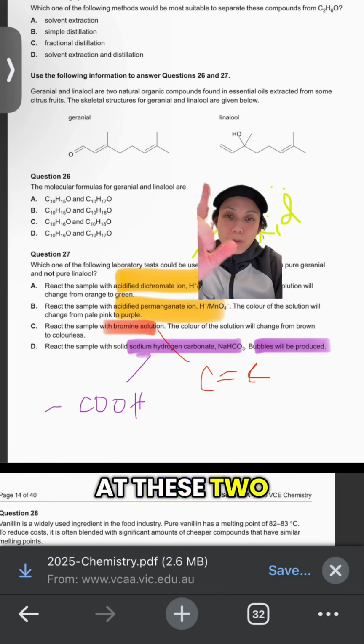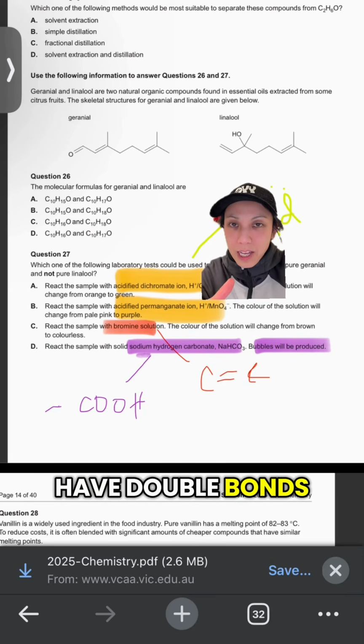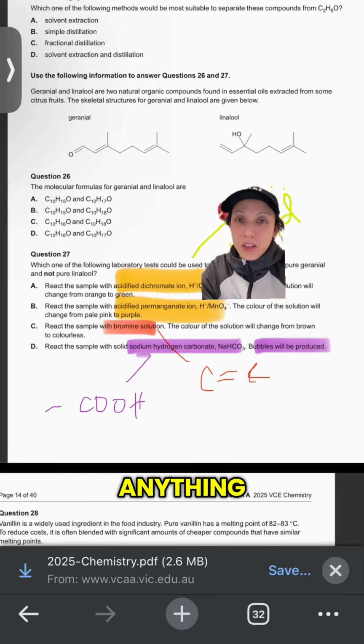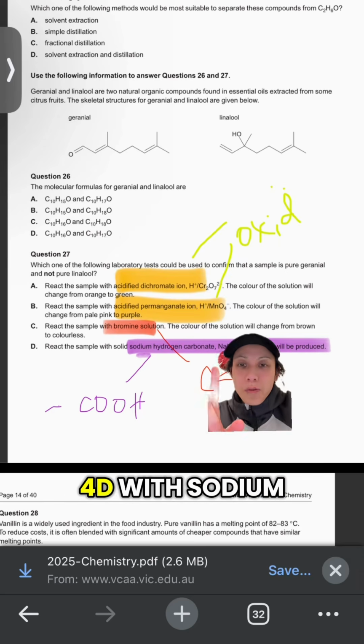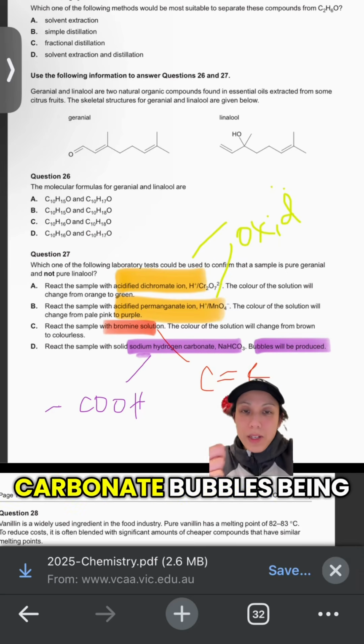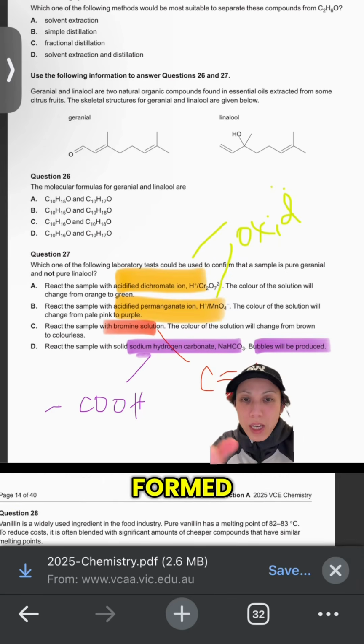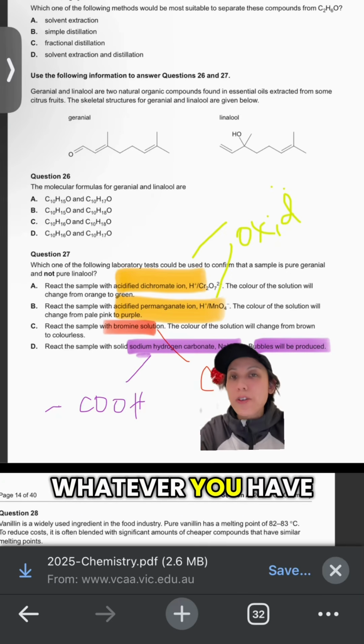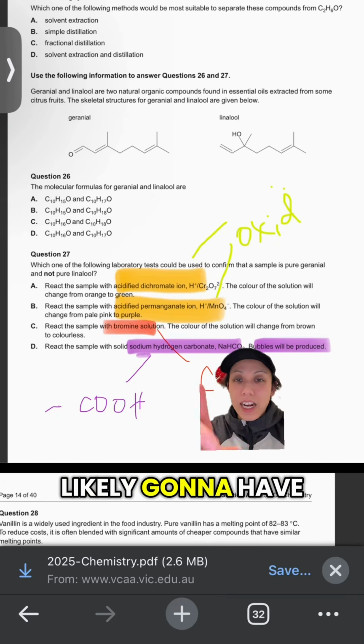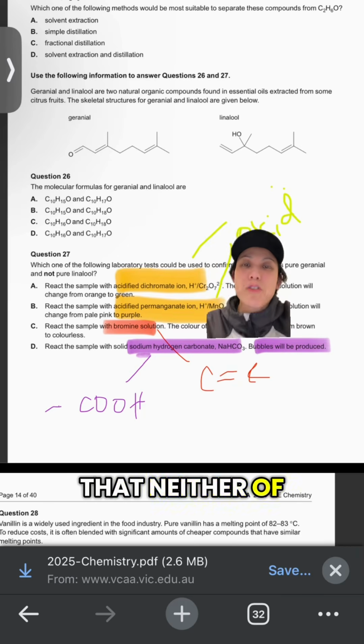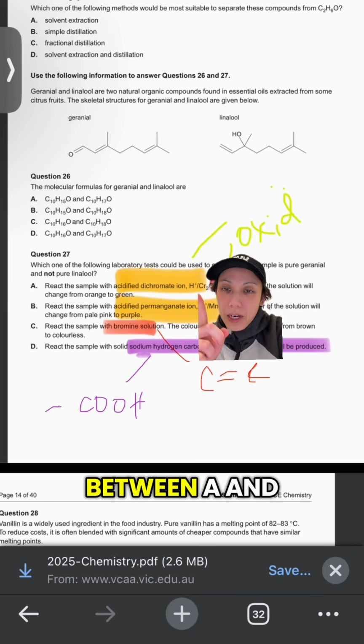Now, if you have a look at these two molecules, both of them have double bonds. And so you're not going to be able to use that to distinguish anything because both of them will undergo the same reaction. For D, with sodium carbonate, bubbles being formed. Now this will act as a base, which means that whatever you have will be an acid, so it's most likely going to have a carboxyl group. You can see that neither of the molecules have that. So really it's between A and B.